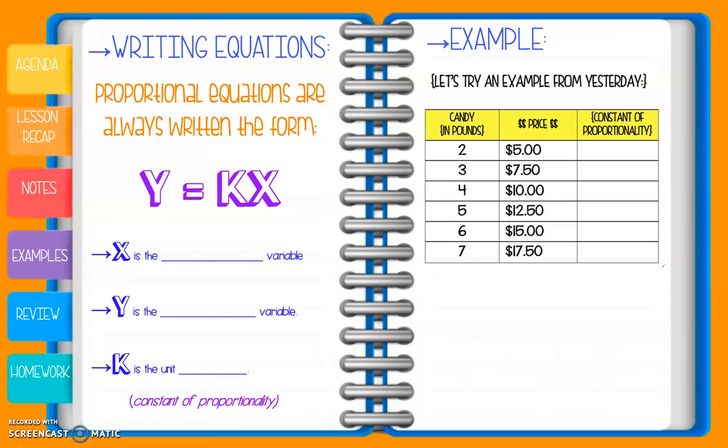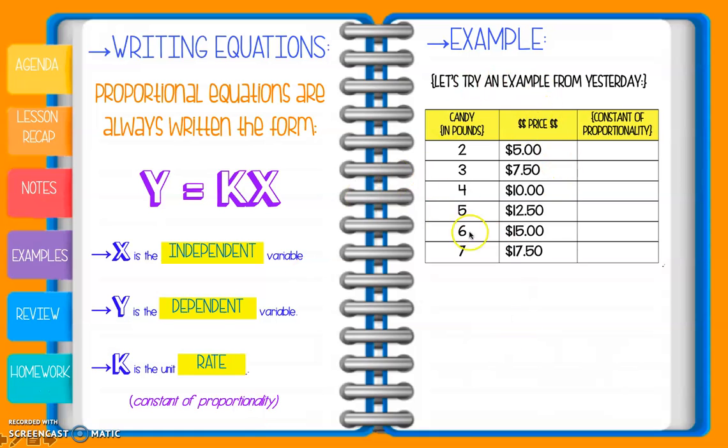So proportional equations are always written in the form y equals kx. Each of these variables has a very specific meaning. The x is your independent variable, so this is the one that we change, the one that we pick. Y is your dependent variable, and that is the one that is changed based on your independent variable, so it's going to have an answer based on whatever we change x to be. Now, k is always going to be the unit rate, or we also know that as the constant of proportionality in a table or a graph.